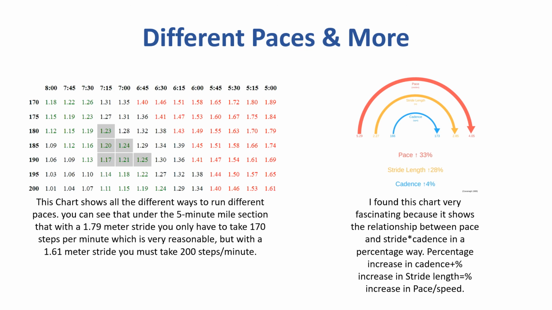Different paces and more. Honestly, I just found these charts interesting. The first chart you can look at shows all the different ways to run different paces. And I found it fascinating how when you shorten your stride just a little bit, just 18 centimeters, now you have to take 30 more steps per minute, which is quite significant. Also, I found this chart on the right cool because it shows the relationship between pace and stride times cadence in a percentage manner. Percentage increase in cadence plus percentage increase in stride length is going to equal the overall percentage increase in pace and speed, which is a cool way to think about it.